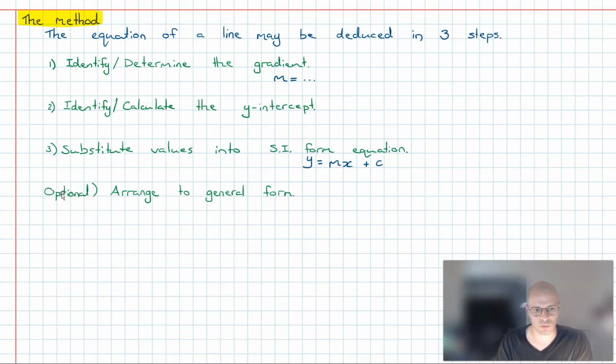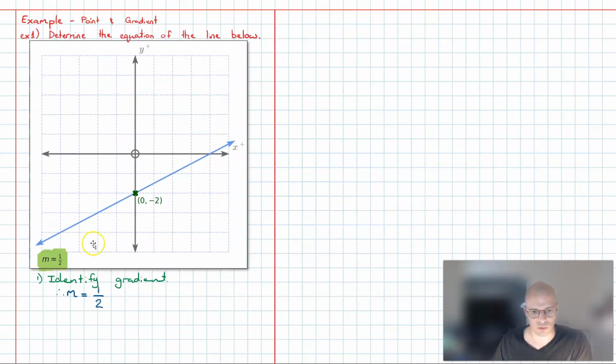Alright, next step, we need to identify or calculate our y-intercept. Now the y-intercept is the point at which our line over here cuts or intersects our y-axis, so this part here. And what you can see is that on this particular example, this occurs at 0 and -2. So it's given to us, which is pretty nice. So what that means is that our c in this instance is -2. So I'll just write c equals -2.